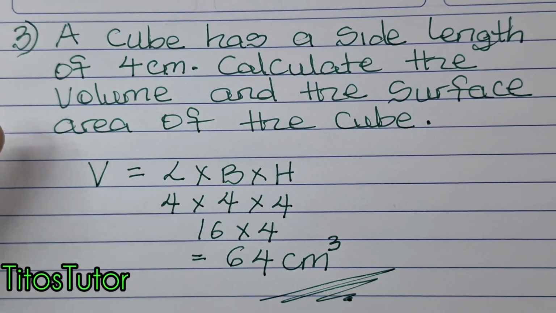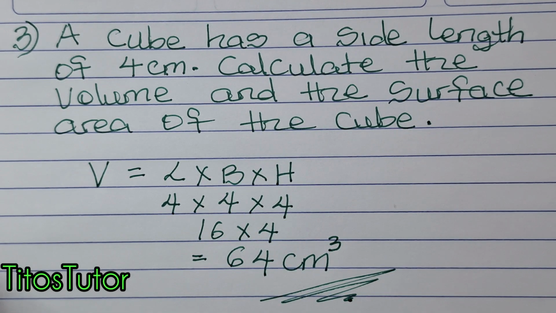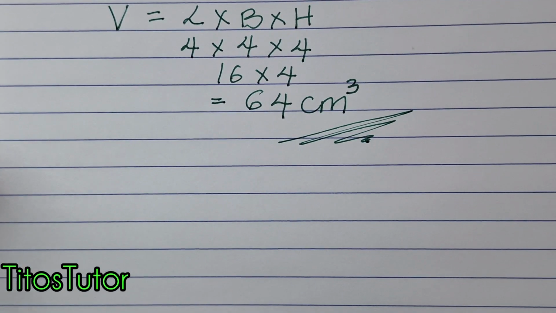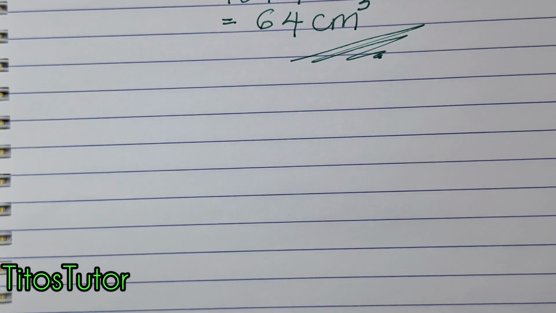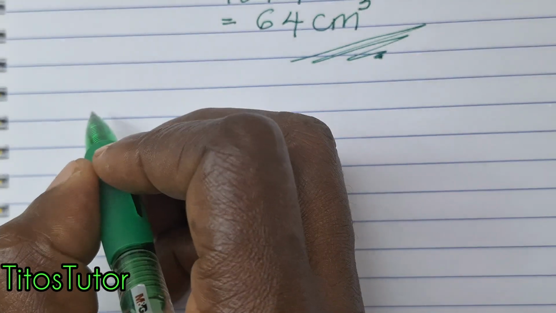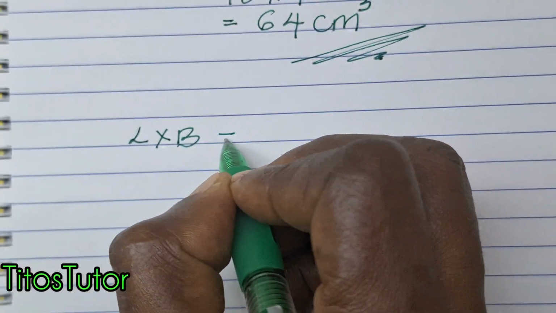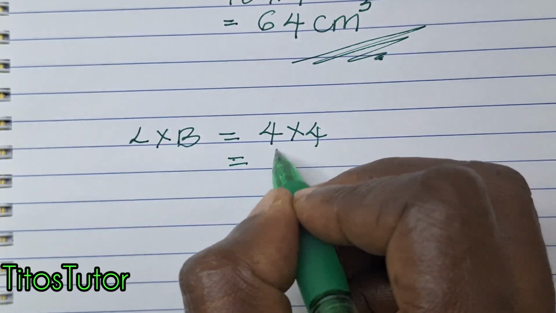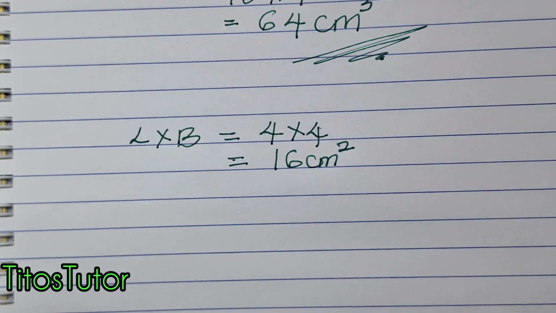But remember, this question is two-way. It says, and you should also calculate the surface area. The first thing you ask yourself is, how many surfaces does a cube have? A cube has 6 surfaces. So you find the area of one surface, which is length times breadth. And that's 4 times 4. That gives you 16 cm squared. But that's just the surface area of one surface. You know it has 6 surfaces.